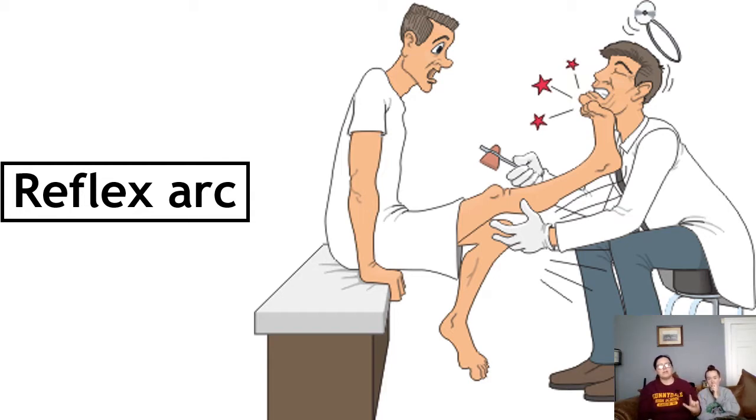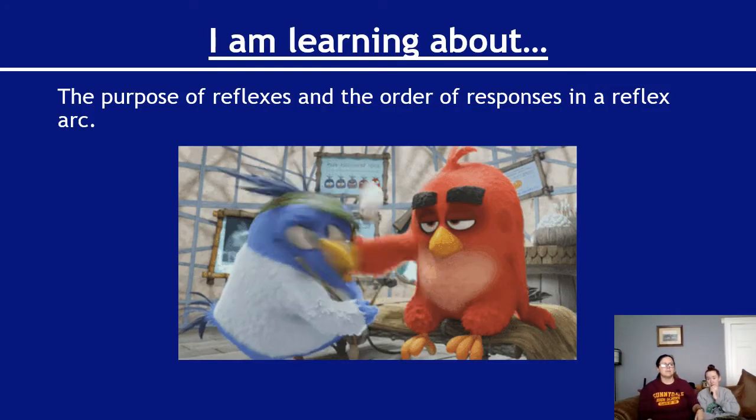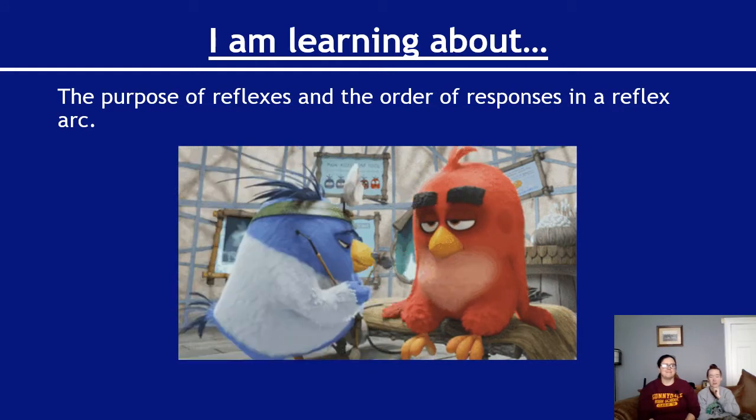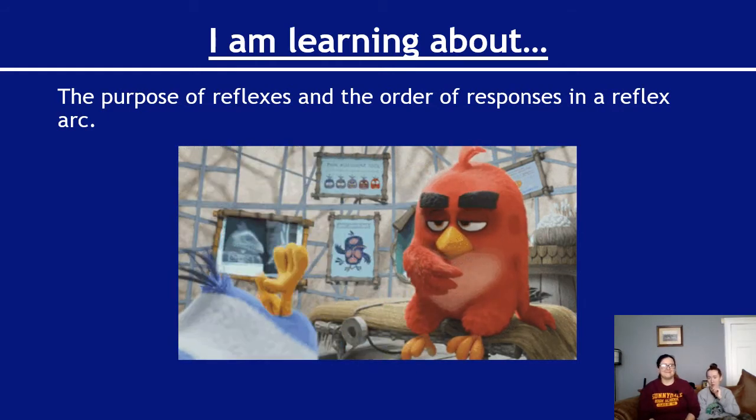We're now about to have a look at how those 3 neurons work in a particular example, and the example you need to know is the reflex arc. And this is the final bit of nervous control. So in this video, we're going to look at the purpose of reflexes. There is a very specific purpose to them, and the order of responses in a reflex arc, which is a very, very common 4/5 mark question that you need to know.